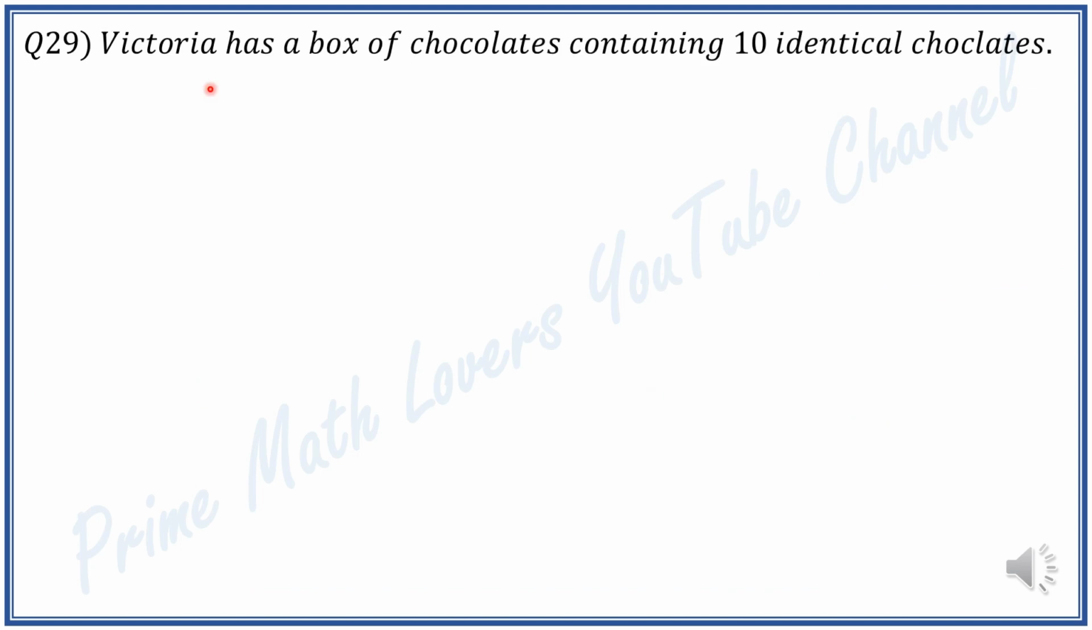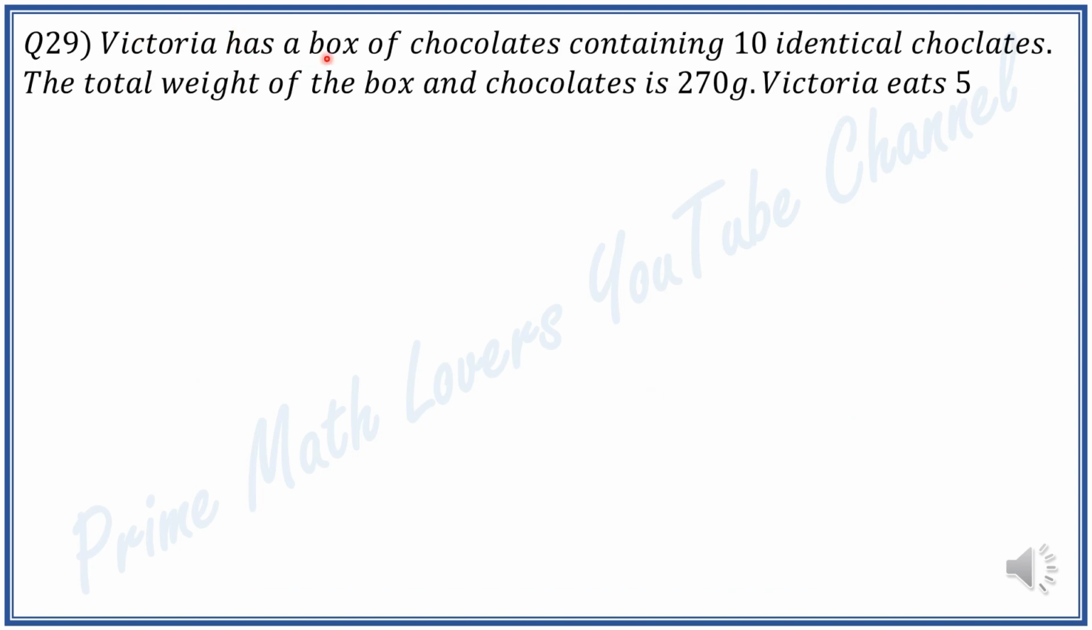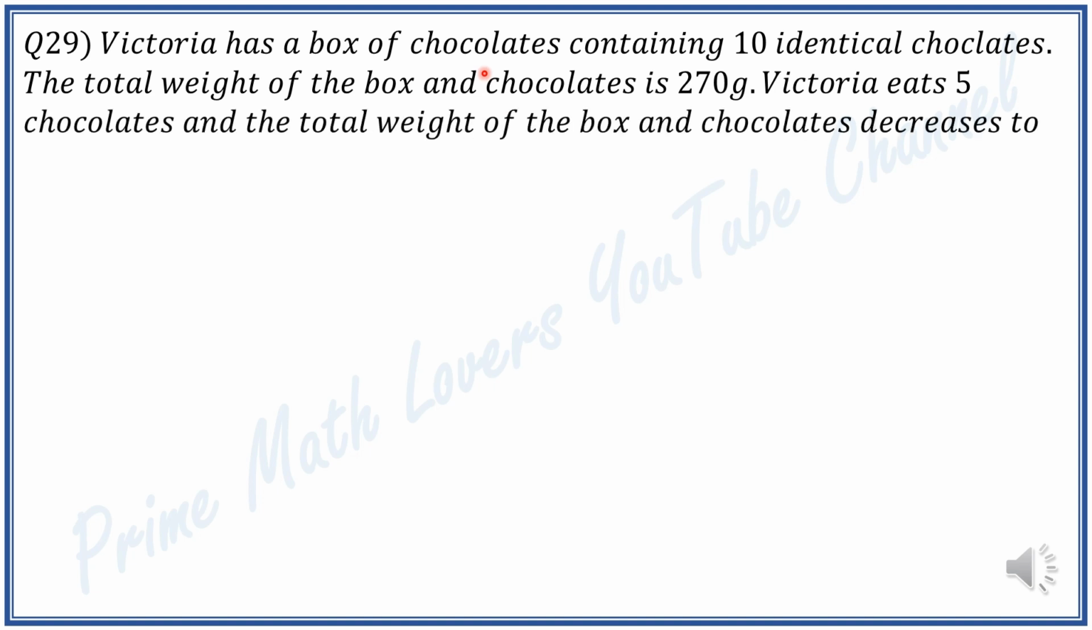Question 29. Victoria has a box of chocolates containing 10 identical chocolates. The total weight of the box and chocolates is 270 grams. Victoria eats 5 chocolates and the total weight of the box and chocolates decreases to 195 grams. What's the weight of the box?